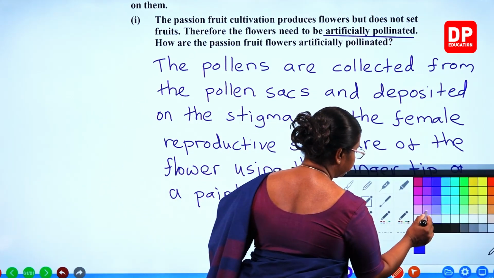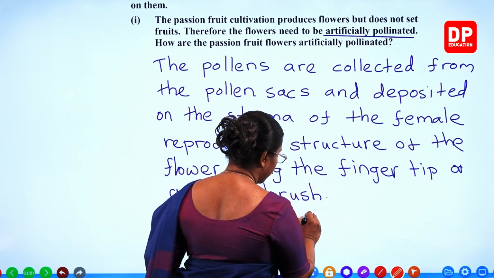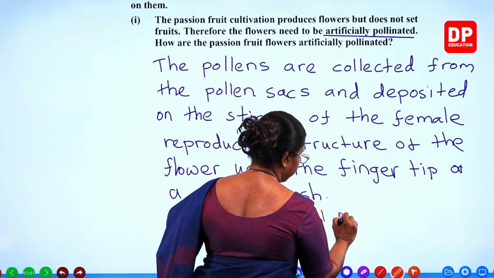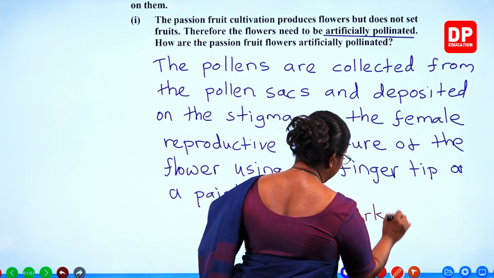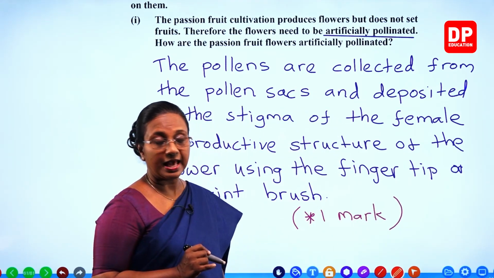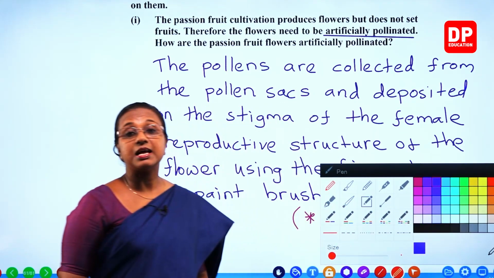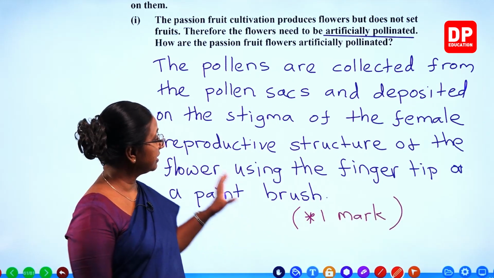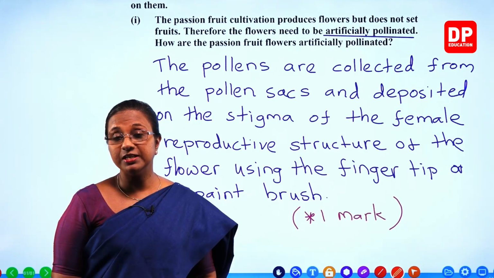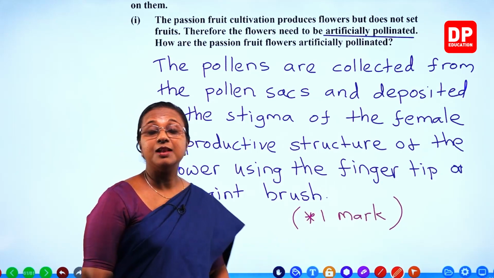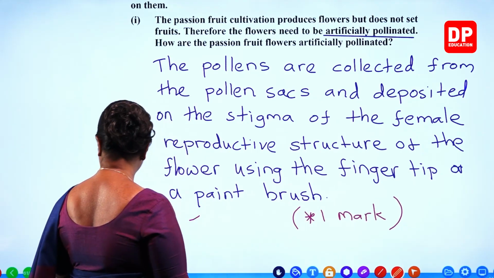So, here 1 mark was given. 1 mark. So, you have to remember that. Normally, they do not ask questions from the extra knowledge component. So, that is the reason everyone was given 1 mark. Is that clear, students? So, with that, I'll move on to the next part of the question.